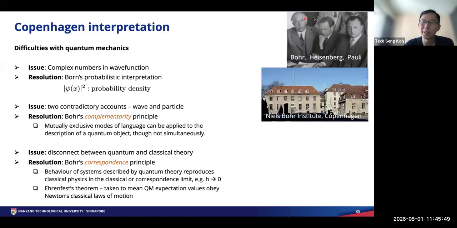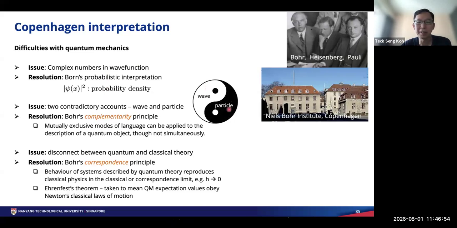So a recap of the Copenhagen interpretation. Initially, there were difficulties with quantum mechanics with the complex numbers. The resolution was to take the mod square, and that's probability density. Initial difficulties were two contradictory accounts, wave and particle. Bohr's complementarity principle says you can talk about them, but not simultaneously. Then there was a disconnect between quantum theory and classical theory predictions, and Bohr said there must be some correspondence in some limit. But this is really very fuzzy. Nobody can rigorously say this. This complementarity principle is just, I feel, language. The only firmer mathematical resolution is this one.